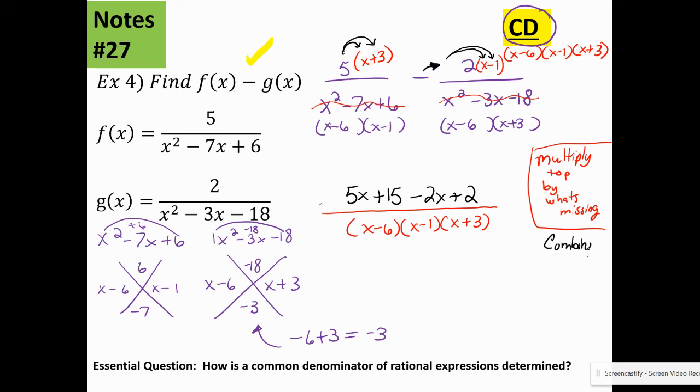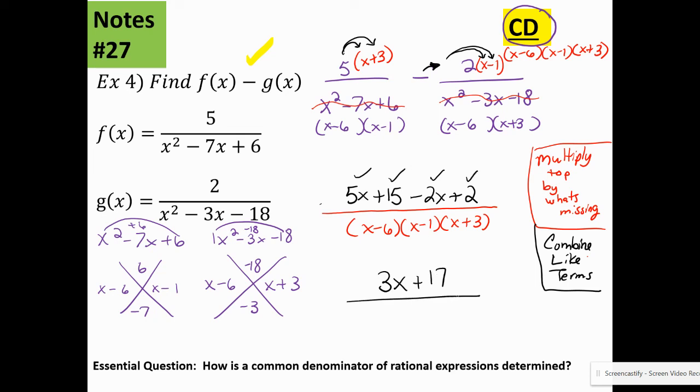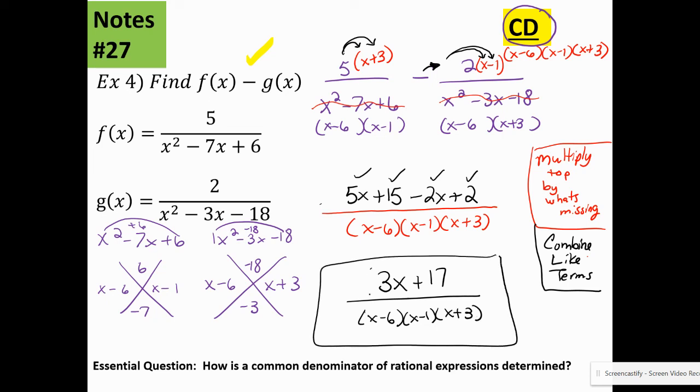And now you're going to combine like terms in the top. So 5x minus 2x is 3x. 15 plus 2 is 17, all over the common denominator. Yes, you do have to write it out. And that's your final answer. With or without parentheses. It's okay if you put parentheses there too, if you so choose to. Okay, that was example 4.